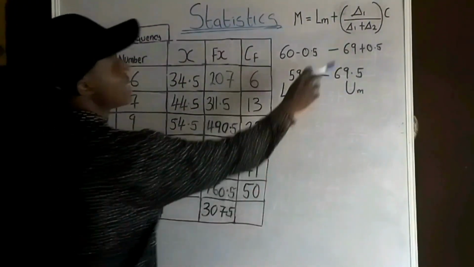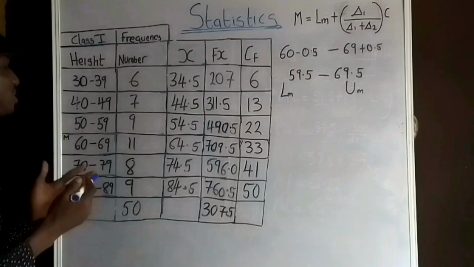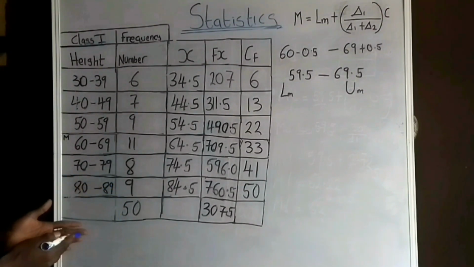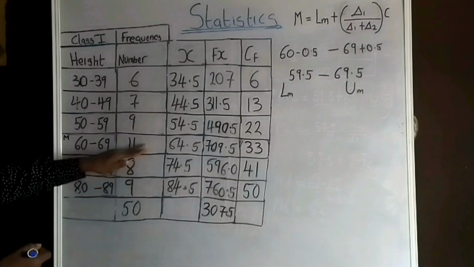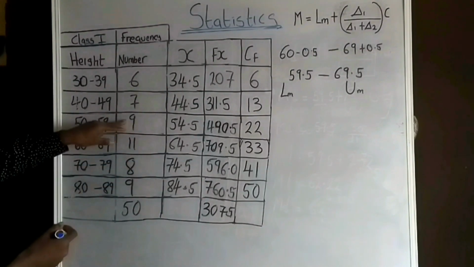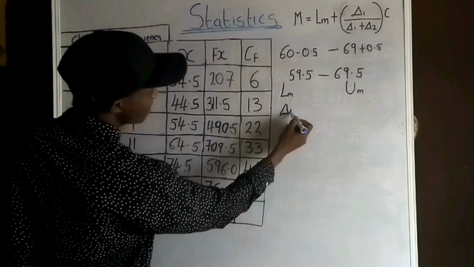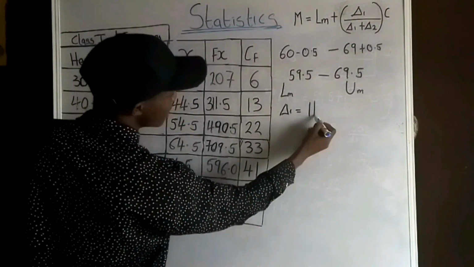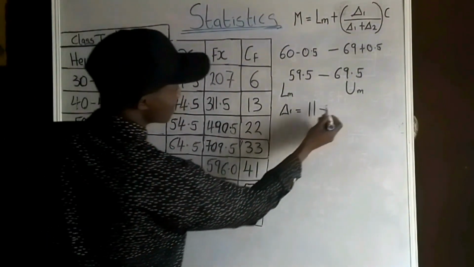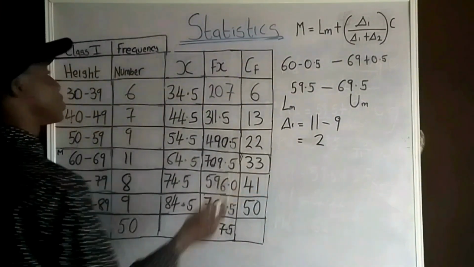From this formula, I still need the value of delta 1. Don't forget that delta 1 is the difference between the frequency of the modal class and the class before it. The frequency of the modal class is 11, and the frequency of the class before it is 9. So delta 1 is equal to 11 minus 9, which is 2. So therefore, delta 1 is 2.